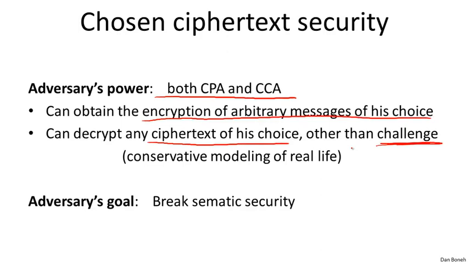And as I showed you before, this is actually a fairly conservative modeling of real life. In real life, often the attacker can fool the decryptor into decrypting certain ciphertexts for the attacker, but not all ciphertexts. So the model here is that the attacker has a certain ciphertext that it wants to decrypt. It can interact with the decryptor by issuing these chosen ciphertext queries to the decryptor, namely to decrypt various ciphertexts other than the challenge ciphertext. And then the adversary's goal is to break semantic security of the challenge ciphertext.